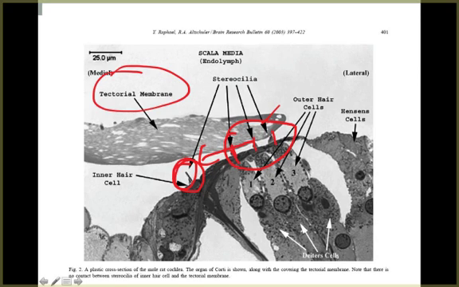So there are all those inbuilt protective functions within the architecture of the inner ear. That's fascinating.